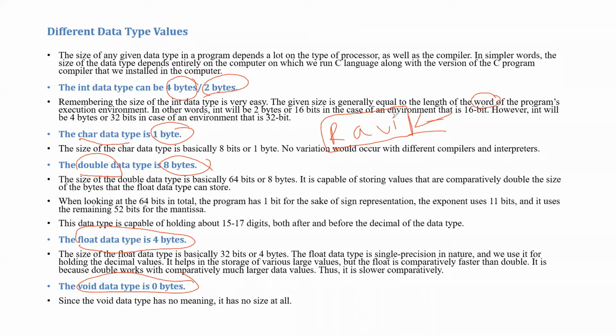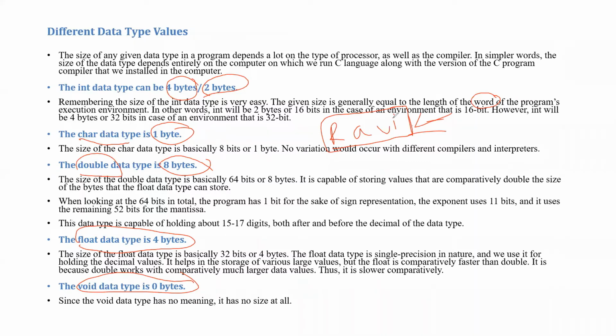And when it comes to character, it is using 1 byte of memory for every character. If you define 10 characters in a single variable, then it is using 10 bytes of memory. And if you define any variable of double, it will take 8 bytes of memory. And for float, it is using 4 bytes of memory.